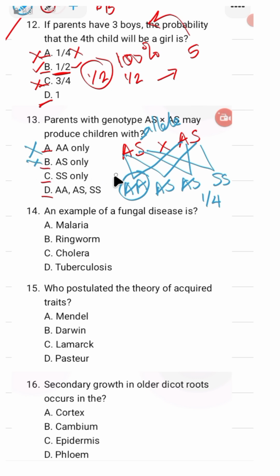Then you have SS only. SS only means that all of them are SS, that is SS, SS, SS, SS. And this is not possible.